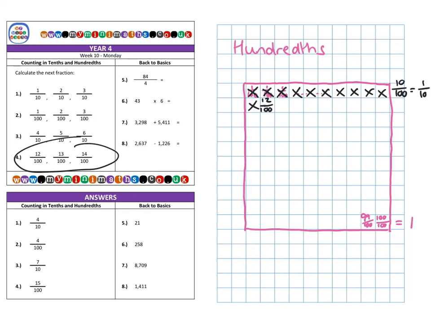then I'm going to add on to that. So I'm going to add on one more to make 13 hundredths, another one to make 14 hundredths, and then finally I need to add an extra 1 here for a final answer of 15 hundredths. So out of the 100 slices in the cake, I'm going to eat or take 15 of them.